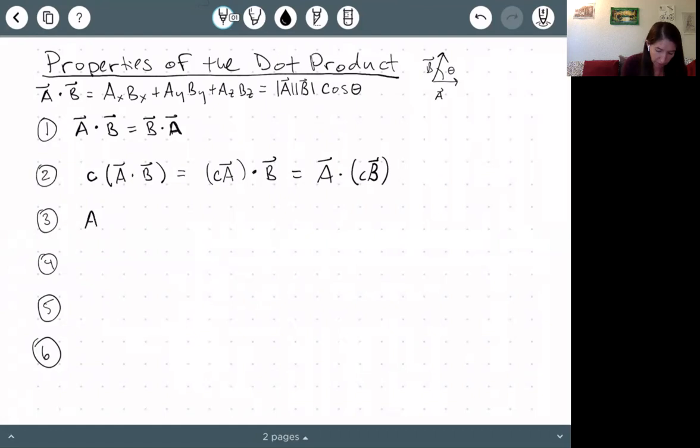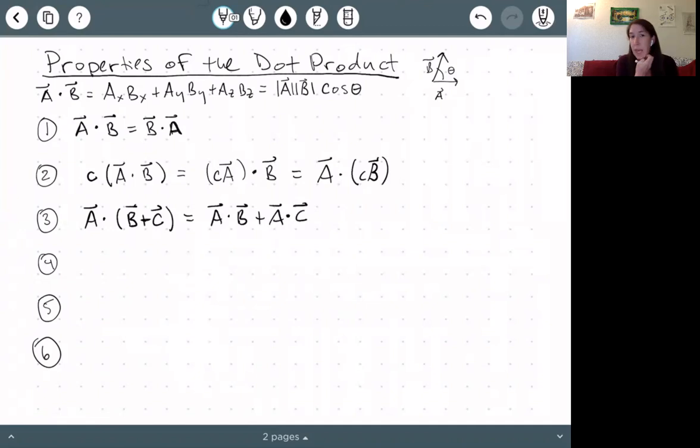We also have A dot, if we were taking B plus C here, then we could distribute the A in. And this is the same thing as A dot B plus A dot C. Okay, so those are the main algebraic properties of the dot product, and hopefully these all feel very familiar based on your experience with the usual mathematics you've been doing up until this point. Hopefully these all feel quite intuitive.